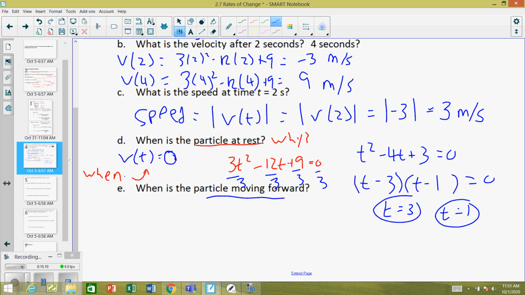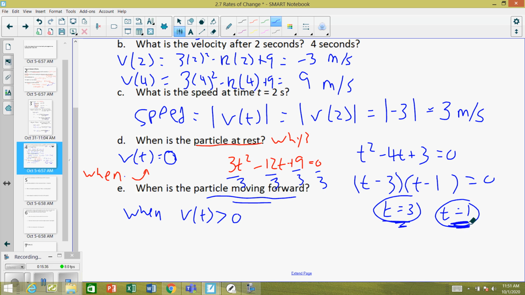So when is the particle moving forward? Again, the justification is it's moving forward when v of t is greater than 0. Let's get in the habit of really explaining our whys here. Why is the particle moving forward? It's because the velocity is positive. All right. So where does this happen? Well, I know where I'm at rest.